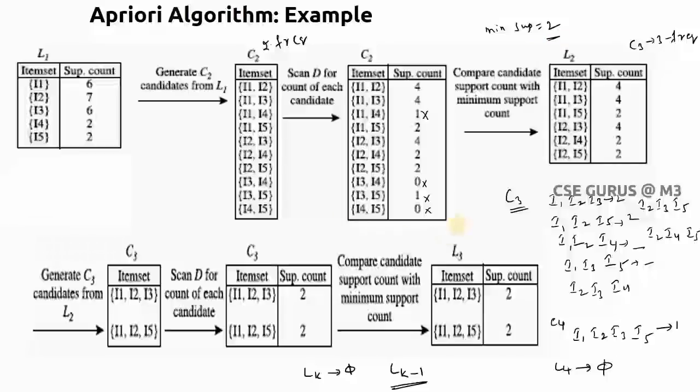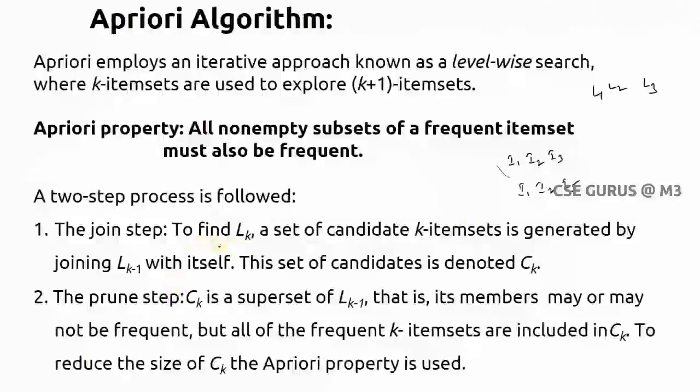That is why this property is called the Apriori property, and that we are following to get the answer. So, join step and prune step. Join step means L_k, whatever we have taken. That means to find L_k, a set of candidate k-item sets is generated by joining L_(k-1) with itself. To get L3, L2 sets are joined; to get L4, L3 sets are joined, like that. The set of candidates, whatever the result we are getting, is denoted by C_k.